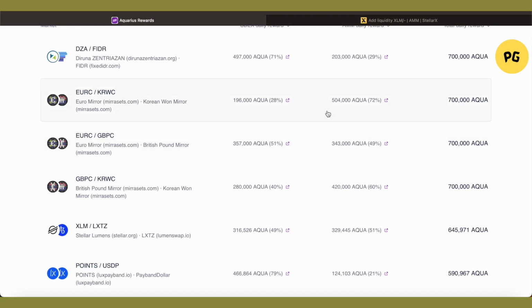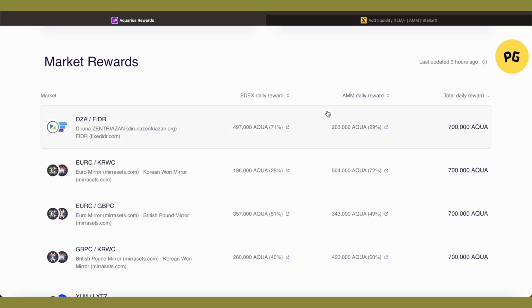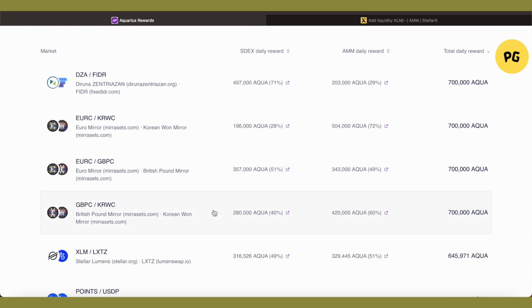And for the SDEX, just go to Lobstr and place your order on a particular pair, and you will get rewards as per the position of your order and the amount of your order. If the amount of your order is bigger than the rest of the orders in the list, and also if it is closer to the market price, you will earn more rewards than anyone else.